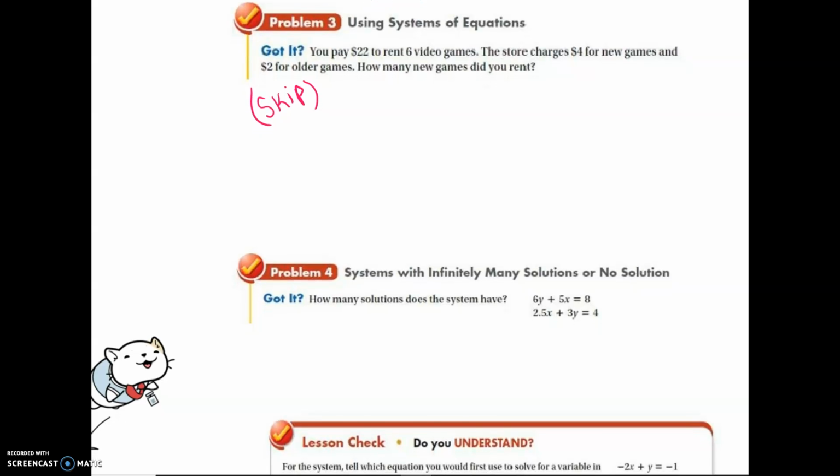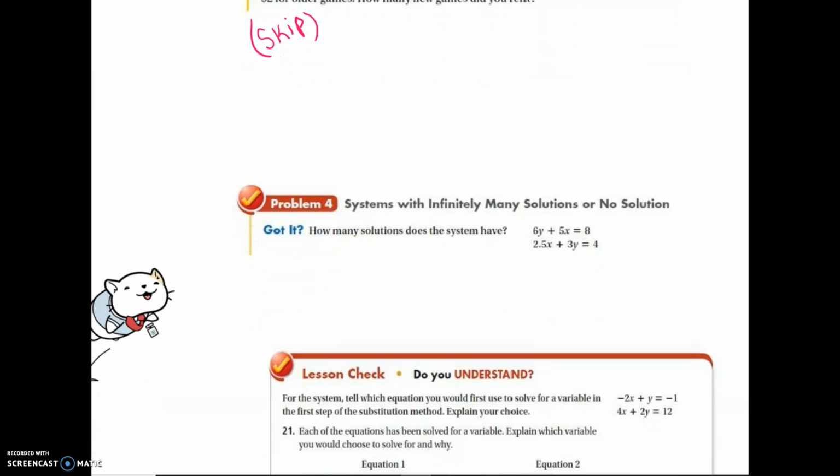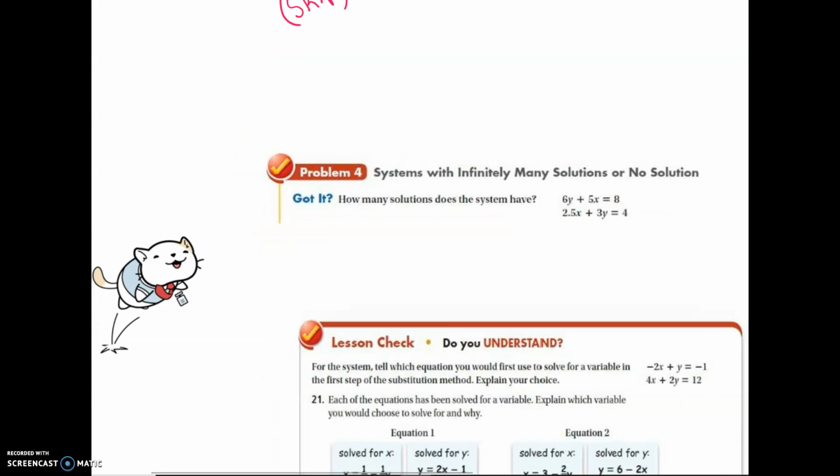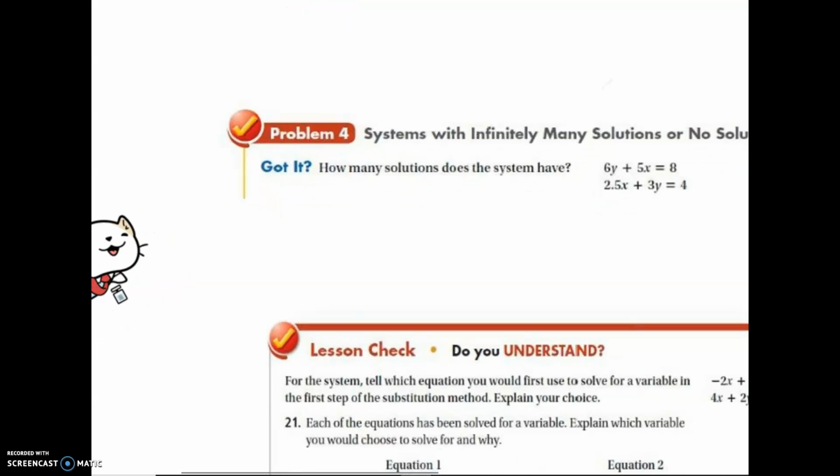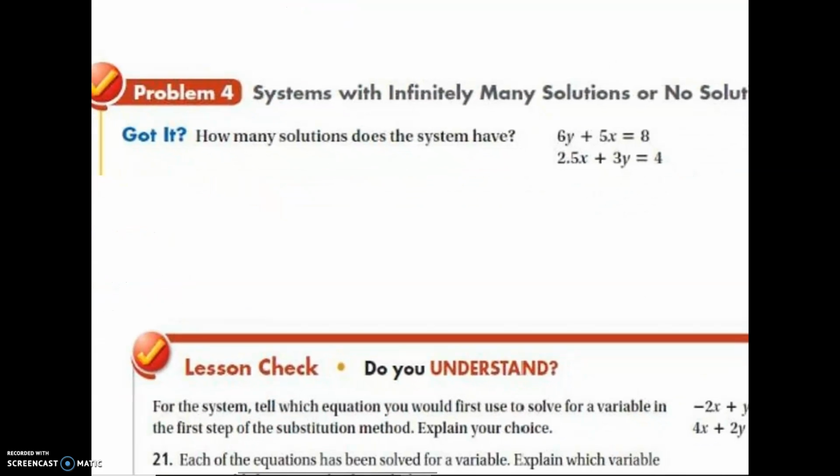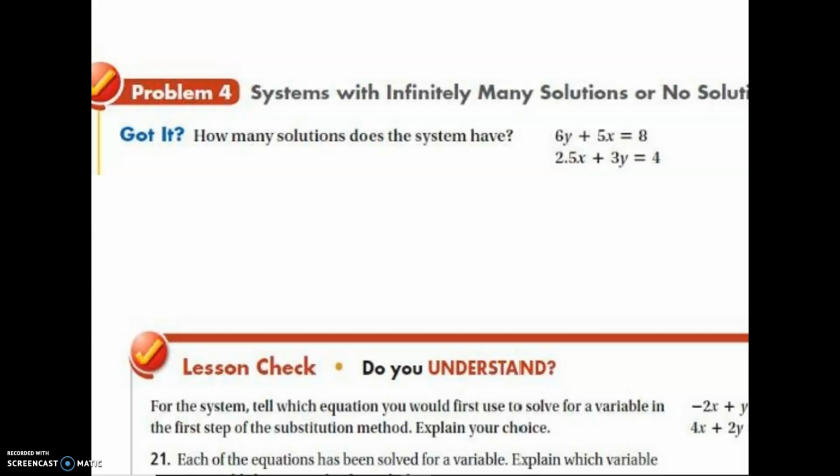Now we can look here at our last example for example 4. There are times in a system when we have infinite solutions or no solutions. So I wanted to give you a chance to see a problem like that. In this problem, we're going to, just like we did before, try to solve this system using the substitution method.